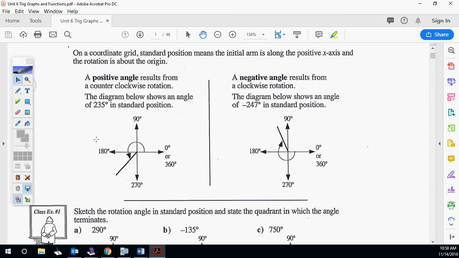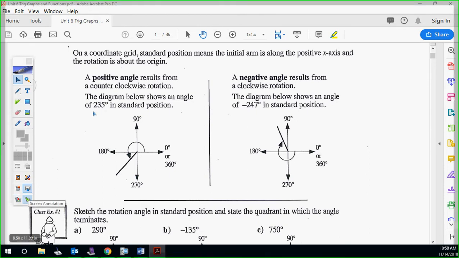On a coordinate grid, in standard position the initial arm is along the positive x-axis and the rotation is about the origin. A positive angle goes counterclockwise, and negative is clockwise. So if you see an angle of 235, you go 90, 180, 235. You're going to 235 degrees. For negative, it's negative 90, negative 180, negative 247. You're going the opposite direction.